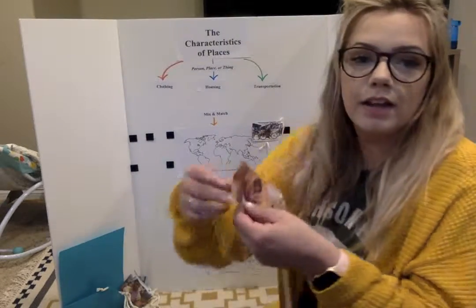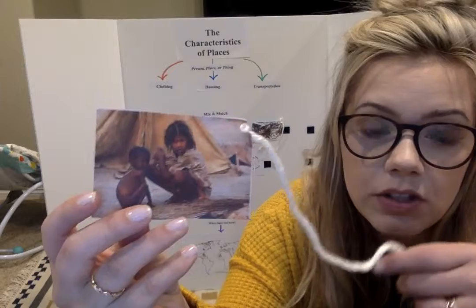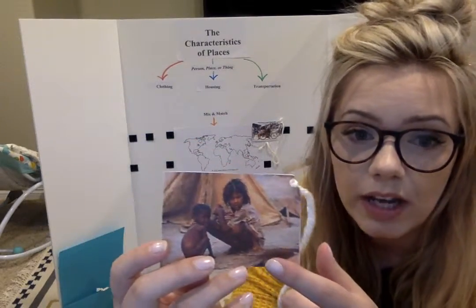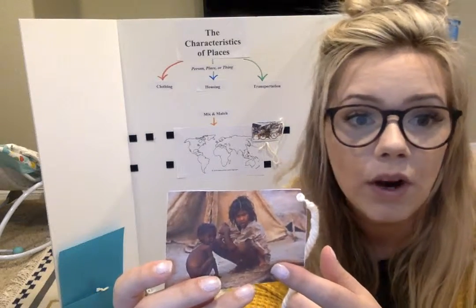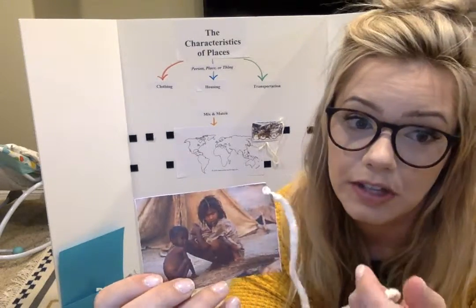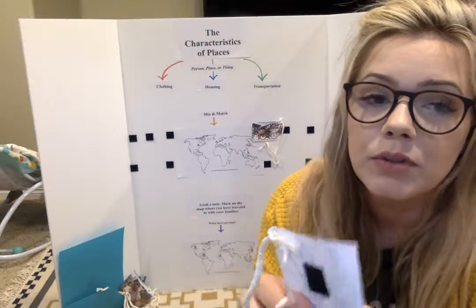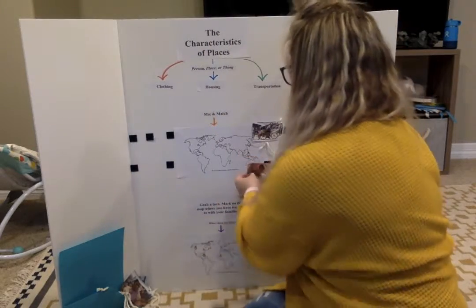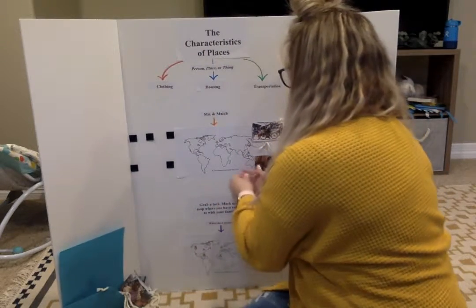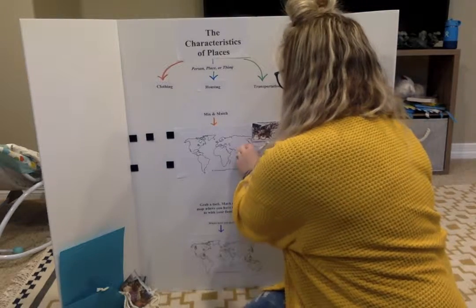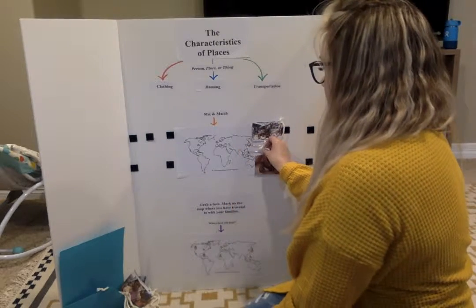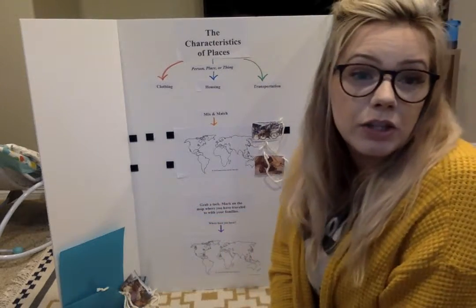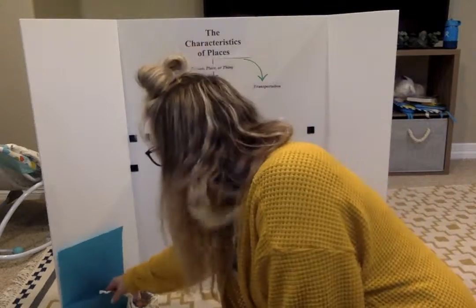So here I have another example. This one would represent clothing. You can tell that this child has very withered, worn, dirty clothes, and this child actually has no clothes on at all. So we know that this is going to represent a poor country. And students can go ahead and put wherever they think that picture represents of the country.